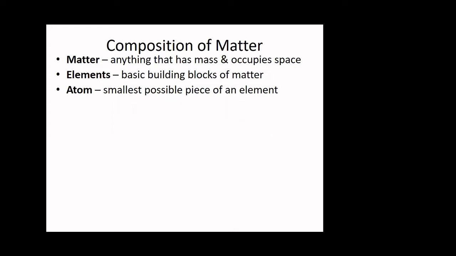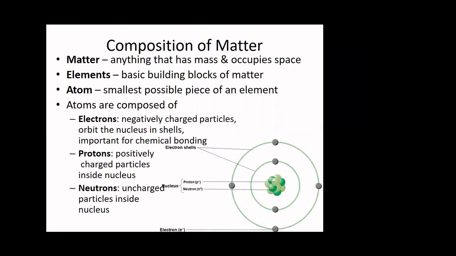Elements are the most basic building blocks of matter, and an atom is the smallest possible piece of an element that still retains properties of that element. Atoms are made of things like electrons, which are little negatively charged particles around the outside of the nucleus of an atom. And then inside the nucleus, you have protons, which are positively charged, and neutrons, which are neutral.